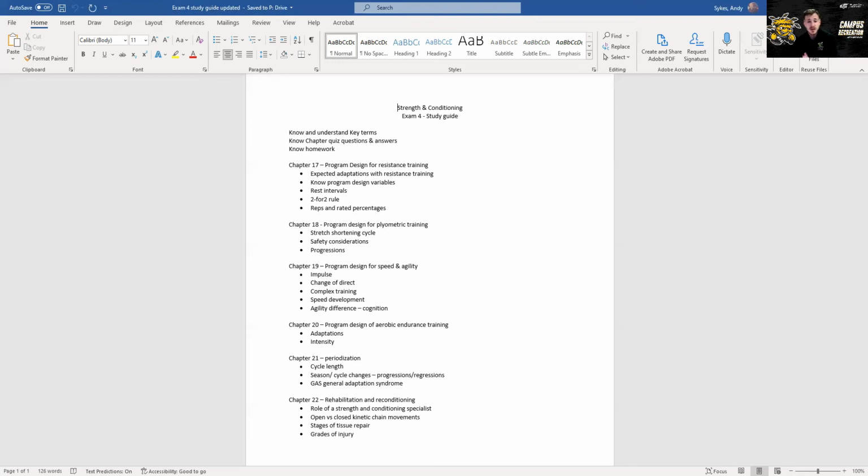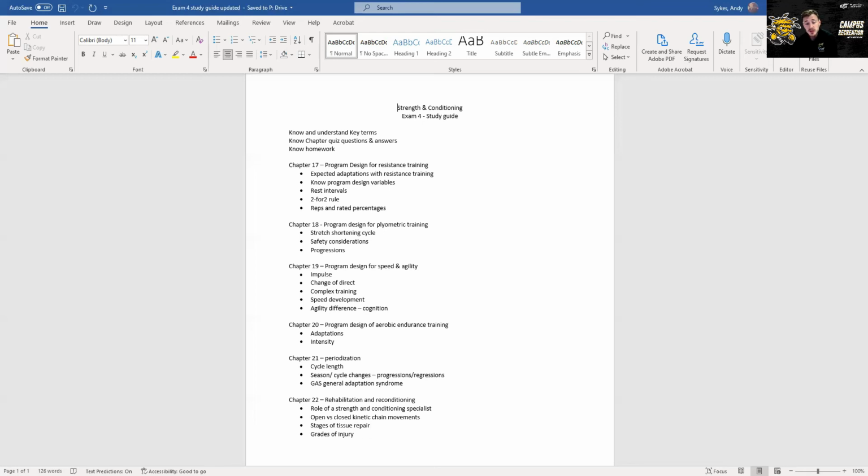Again, there is some crossover here into the speed and agility chapter, chapter 19. First, we have impulse there. So knowing what impulse is. That's basically power production. It is force under the amount of time that you can produce it. So the quicker you can produce a force, a contraction force, the more impulse, the more power you produce. And when it comes to speed, that is what we want. We want a lot of force being produced in a very quick amount of time, and that's going to get you moving.